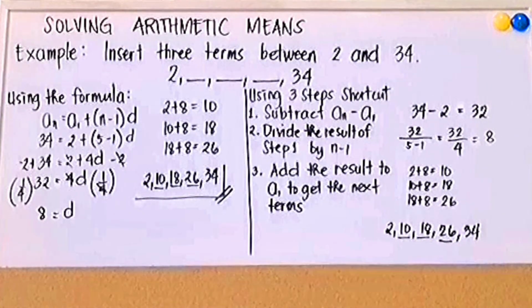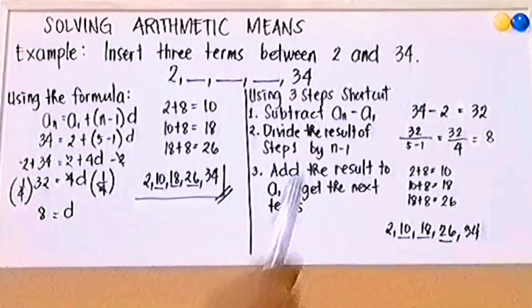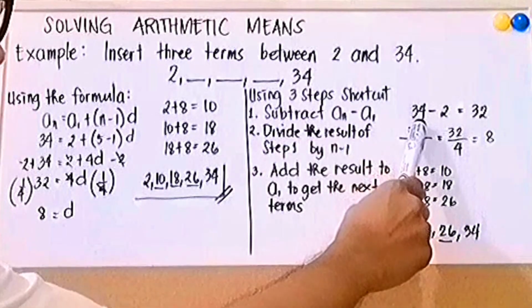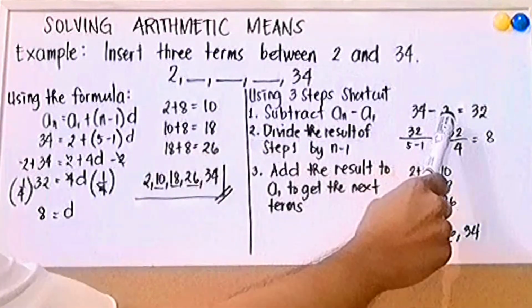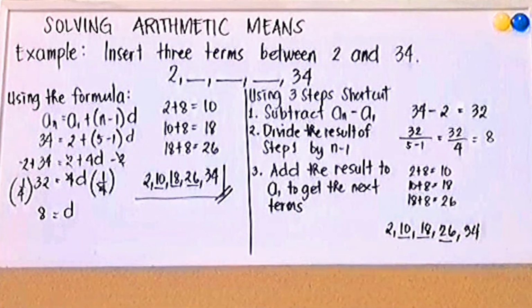So, by using the shortcut method, we only have 3 steps. The first step is subtract the nth term with the first term. So, here, our nth term is 34, while our first term is 2. So, 34 minus 2 is 32.